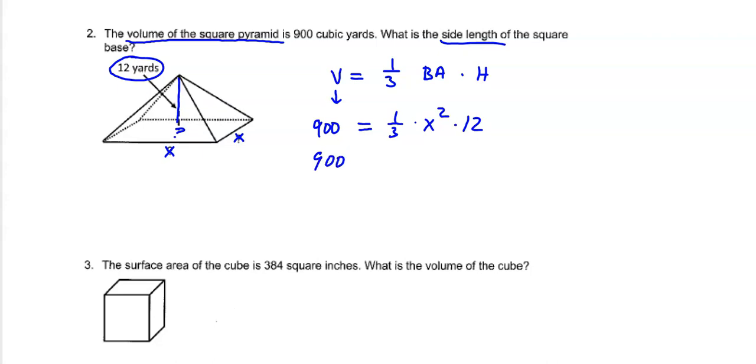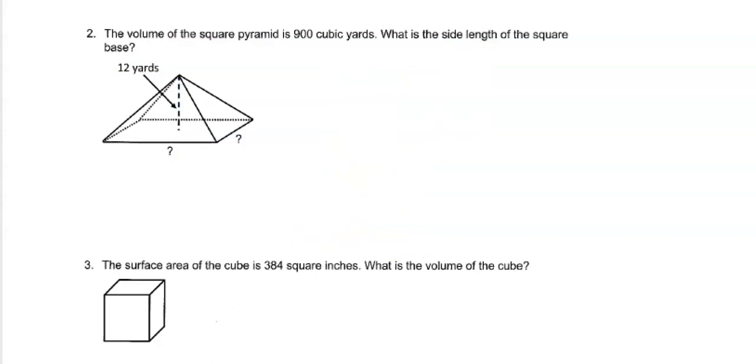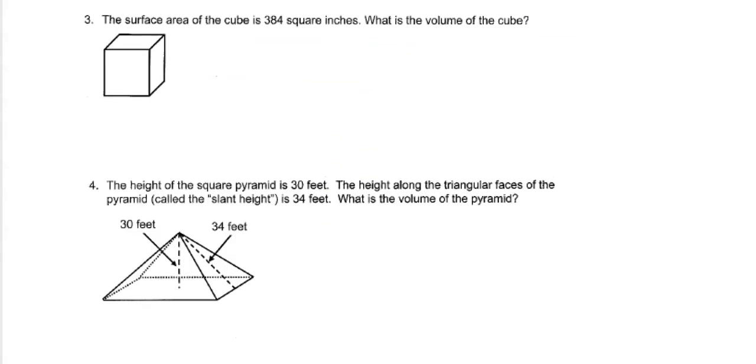So 900 equals, well, 1/3 times 12 is 4. Divide both sides by 4. And to get x by itself, I need to take the square root of both sides. And that gives me a side length of 15. There we go. Number 3, surface area of a cube is 384.